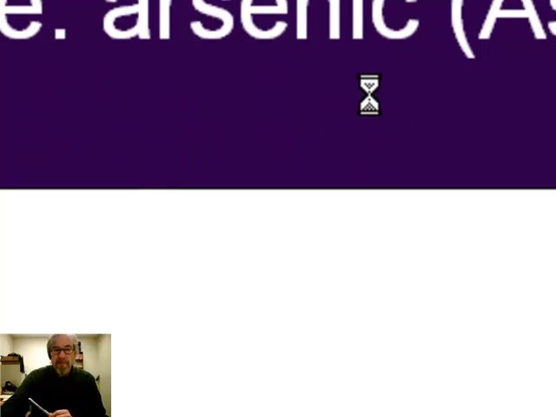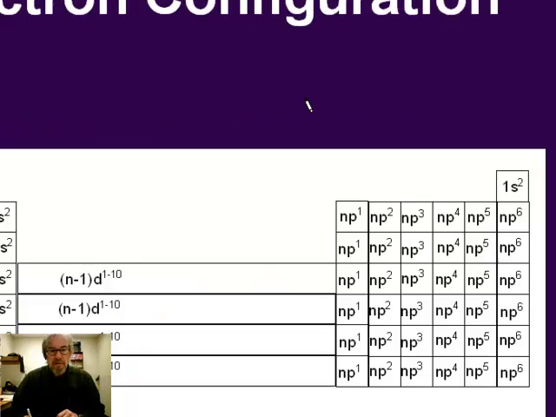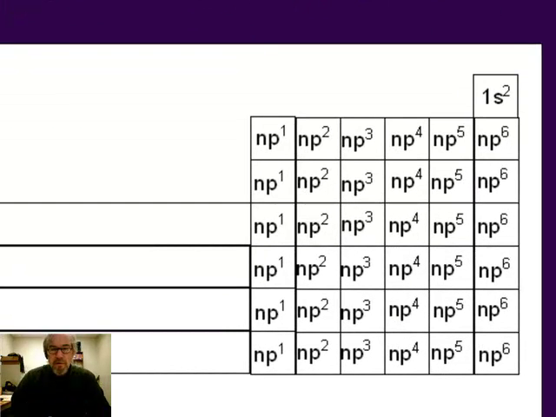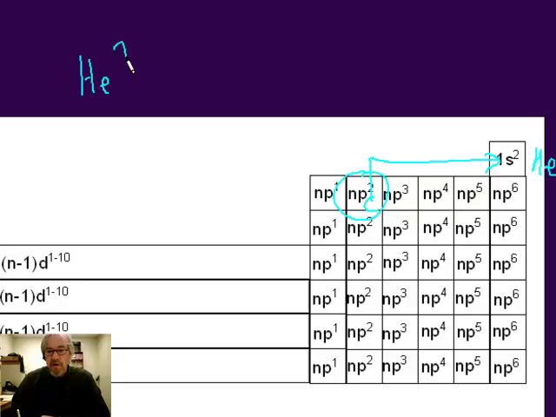Try one. Give the shorthand notation for carbon. Well, let's locate carbon first of all. Carbon is element number 6, and it's right there in the periodic table. That's carbon. So to find the previous noble gas, we go up a row and then over to the right. And there we find helium. So we're going to start out our shorthand notation by writing helium and enclosing it in square brackets.